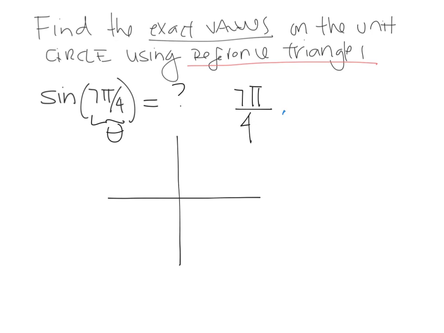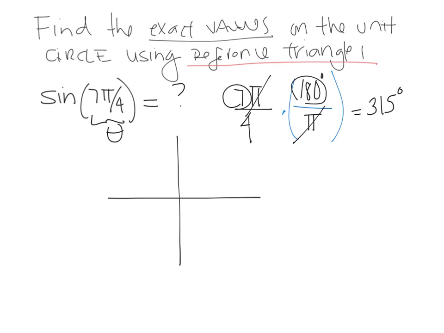Now, I'm going to multiply it by some ratio. It's either going to be 180 over pi or pi over 180. I want my pi's to cancel, so I'm going to have pi in the denominator, and then I have 180 degrees, or you can write DEG, or write the word degrees, that's fine. So I know my pi's are going to cancel. Again, you can multiply 7 times 180 and then divide by 4, or 7 divided by 4 and then multiply by 180. Either way, you're going to get 315 degrees. So you know 7 pi over 4 is 315 degrees.